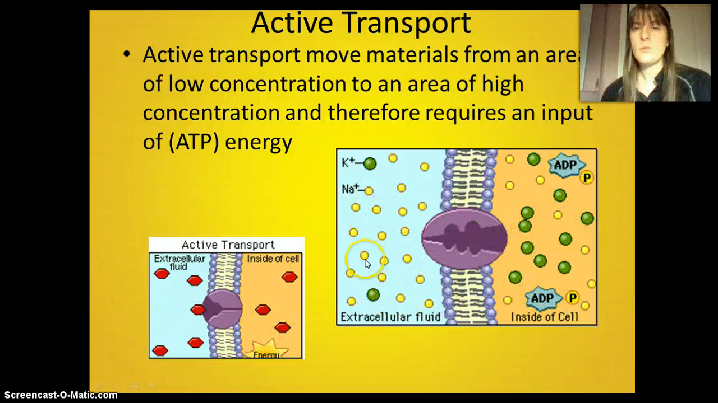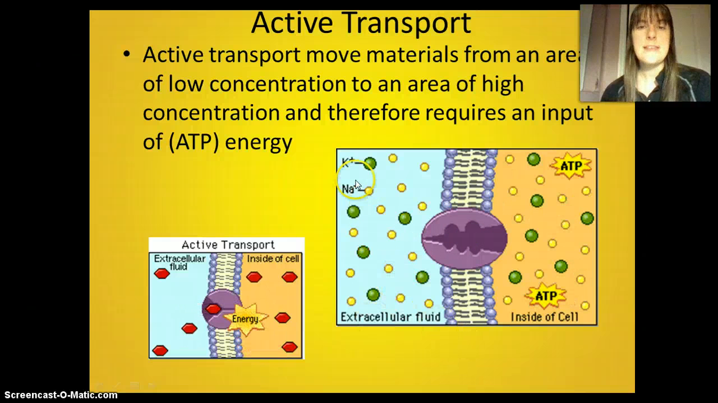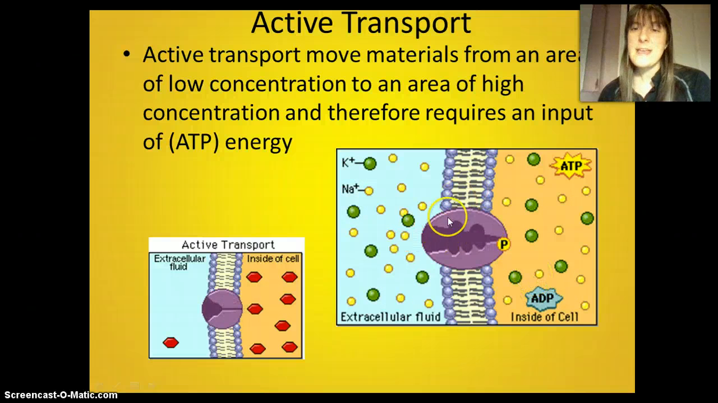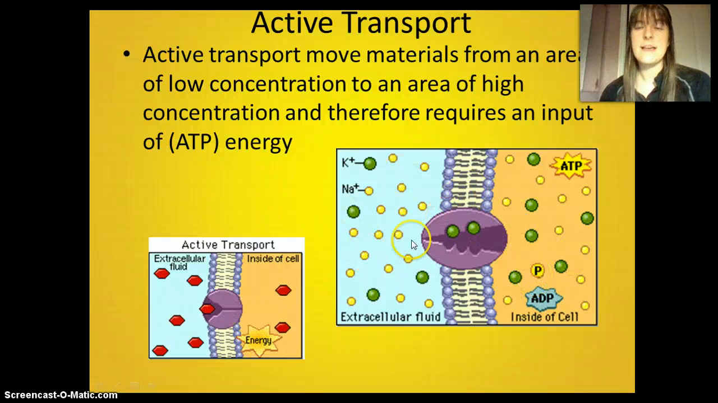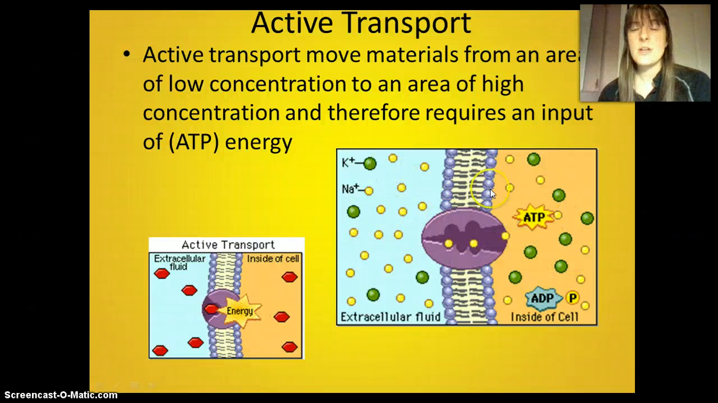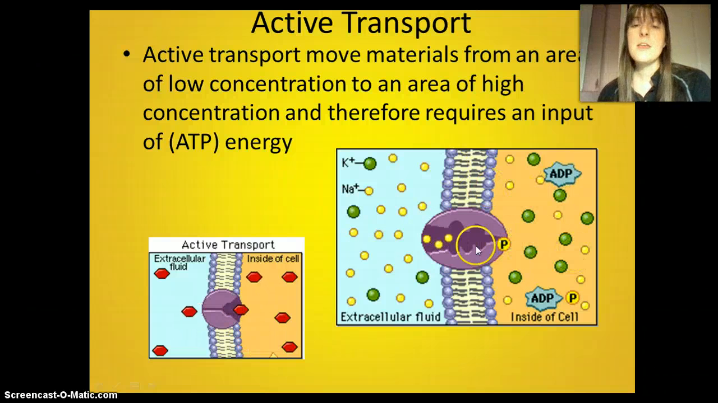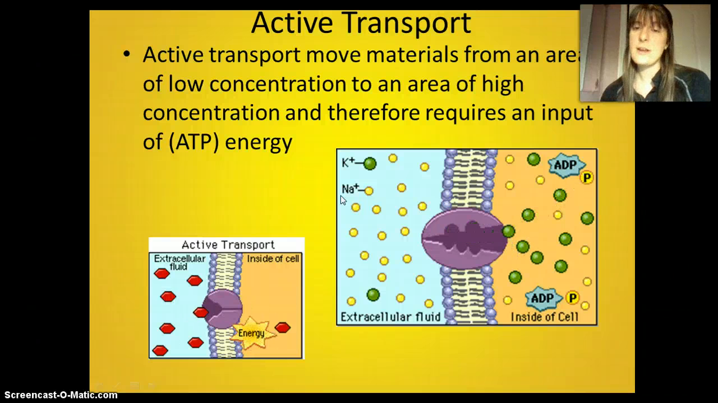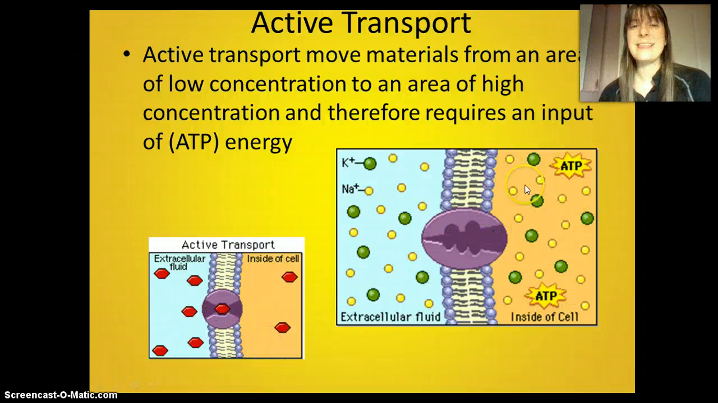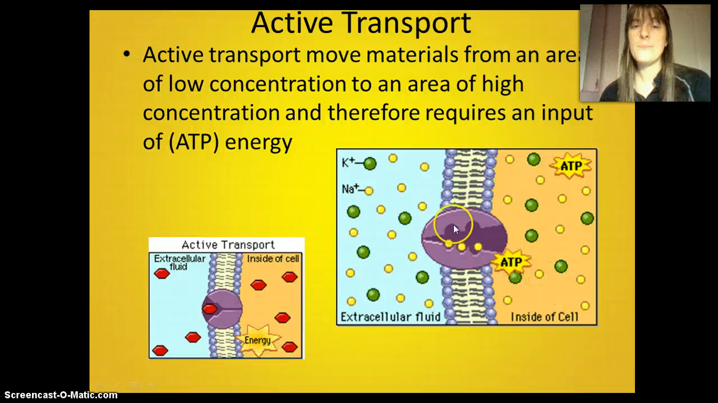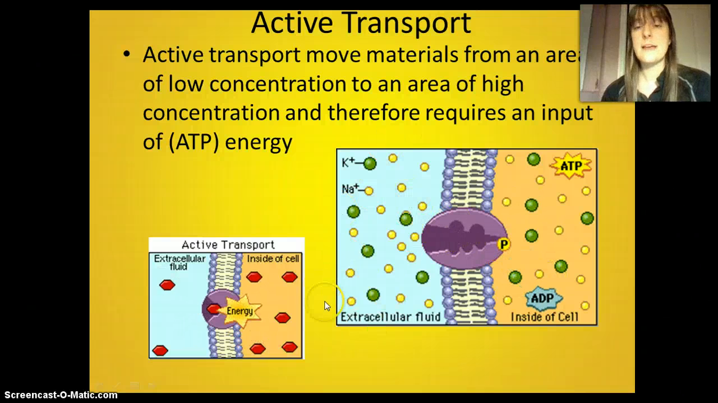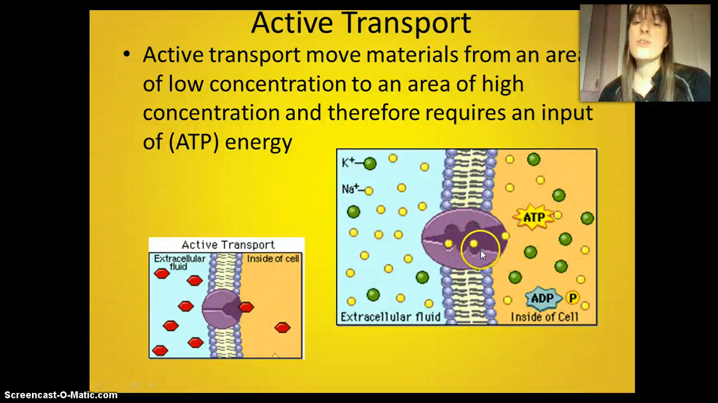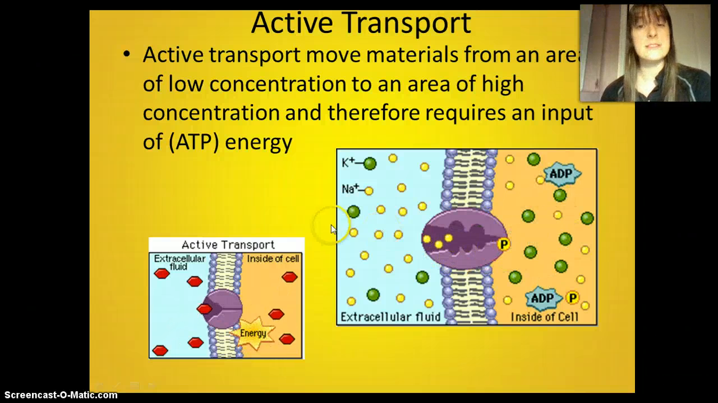This example right here is one that we're going to focus on a little bit. This is a potassium-sodium pump. One thing that we notice is there's the inside of the cell and the outside of the cell, and the potassiums are going to be moving to the inside of the cell. The sodiums will be moving to the outside of the cell against their concentration gradient. And so we're going to end up with a lot of potassiums inside the cell, a lot of sodiums outside the cell. For every 2 potassiums that are moved inside the cell, 3 sodiums are moved outside the cell.